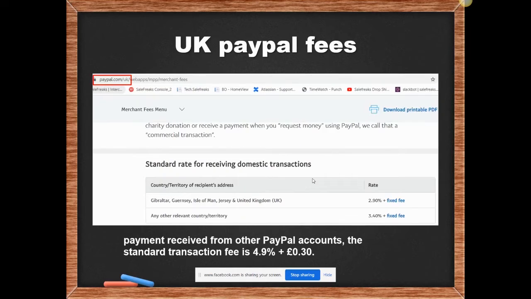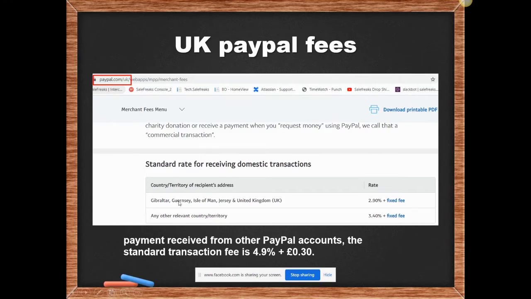So what about the UK? Again, I went to PayPal and I went to UK, and really the same thing. If you have a UK PayPal and you receive PayPal from the UK, you pay again 2.9% plus a fixed fee, which is about 20 pennies, something like that.